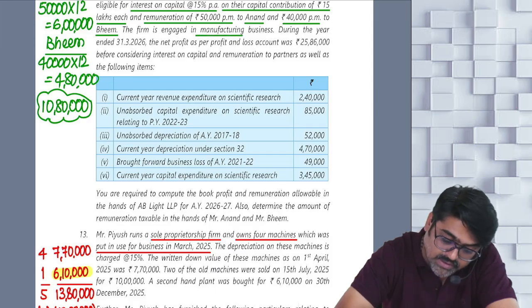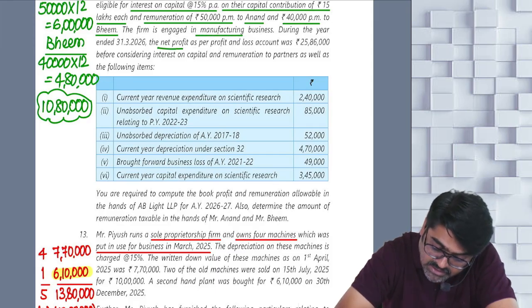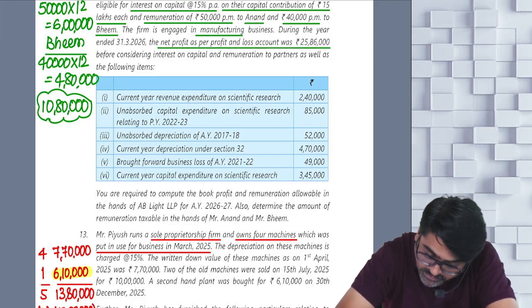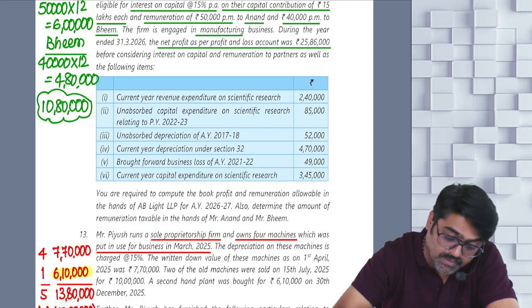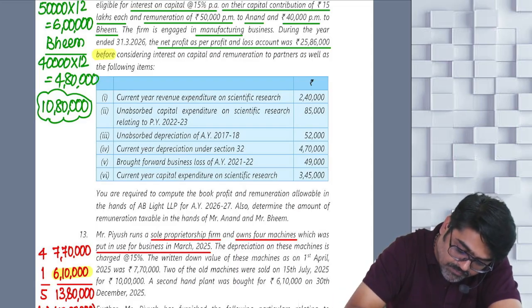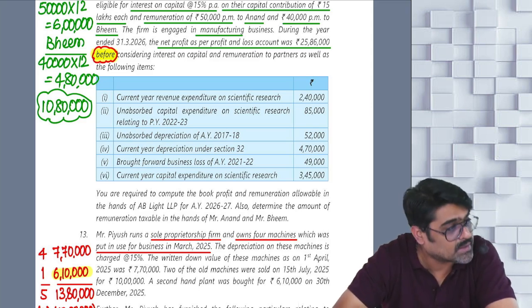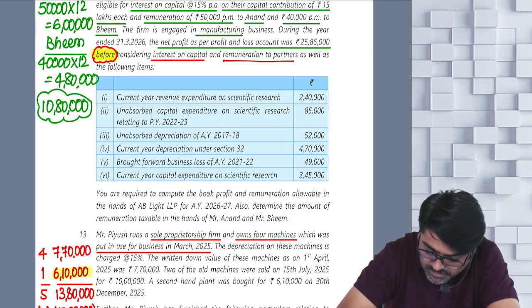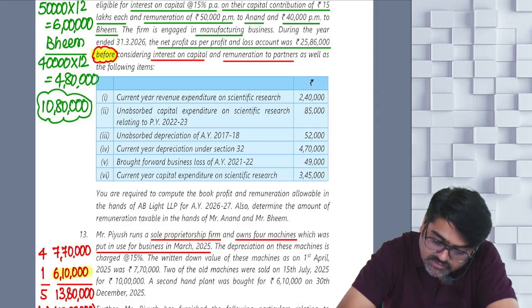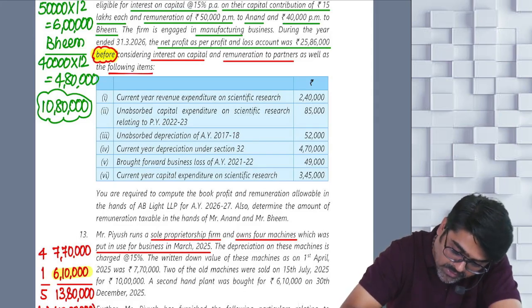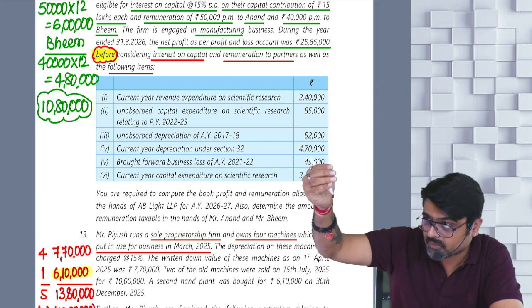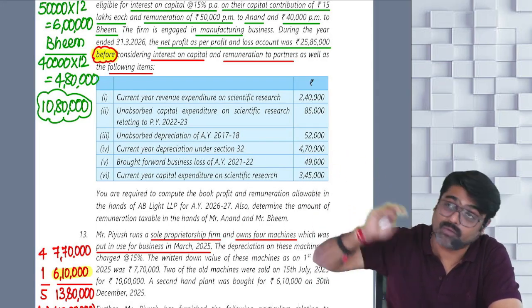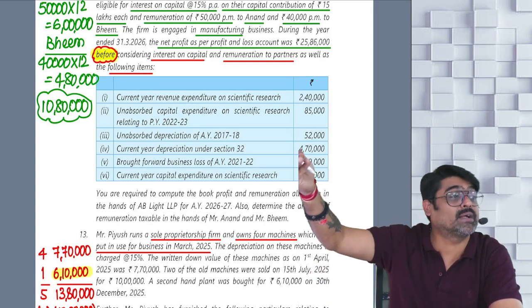Manufacturing business. During the year ended 31st March 2026, the net profit as per P&L account was 25,86,000. Very good. Now this net profit is after or before? This is before considering, meaning these items which are given below are not considered, and also before considering the interest on capital and remuneration to partner, as well as following items. Meaning to calculate that net profit, interest deduction is not taken. So we'll have to take the interest deduction. Remuneration deduction is not taken.